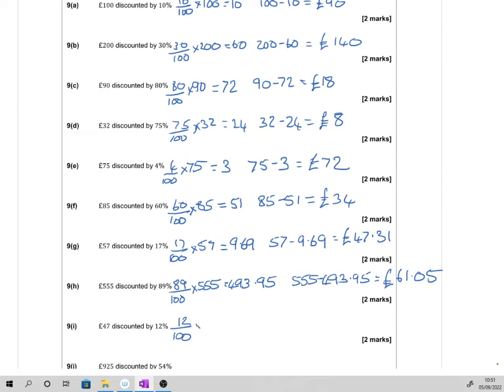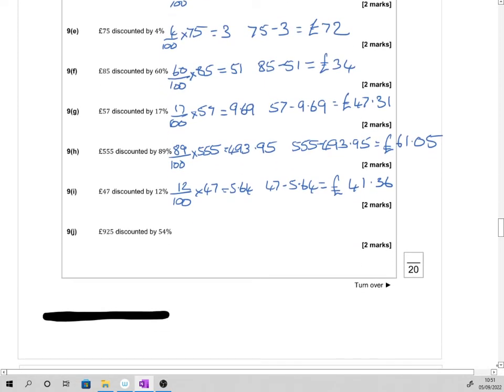12% times 47. 12 divided by 100 times 47 is £5.64. So then we got 47 take away £5.64, which is 41.36.